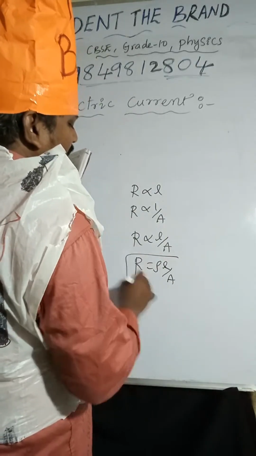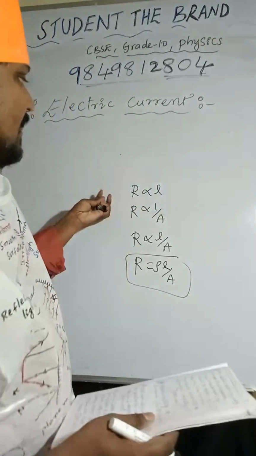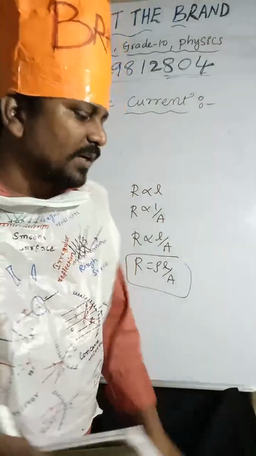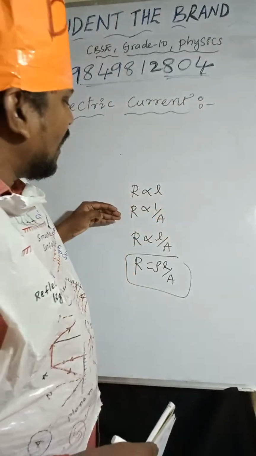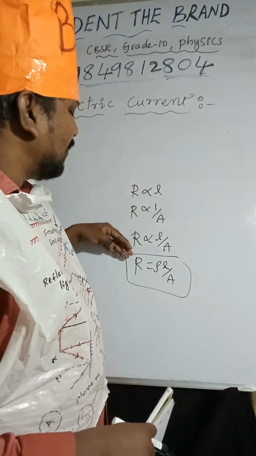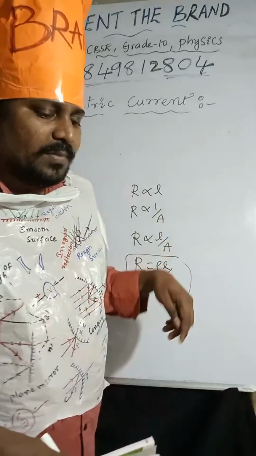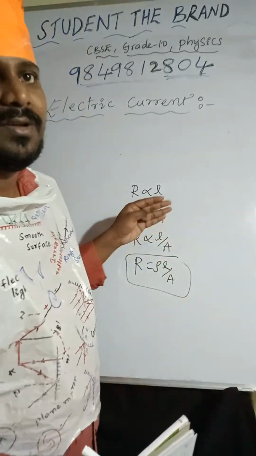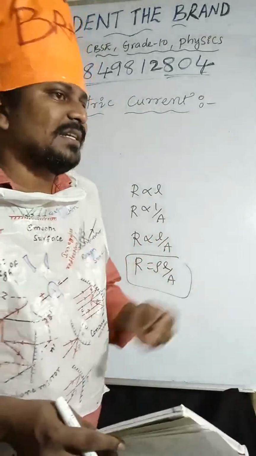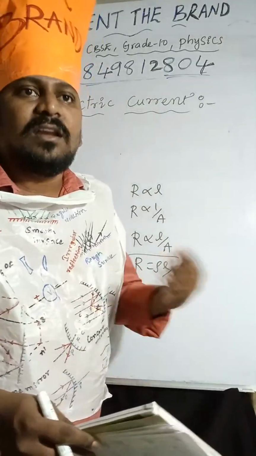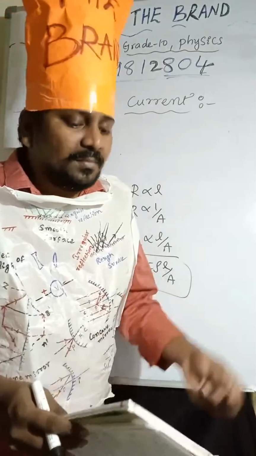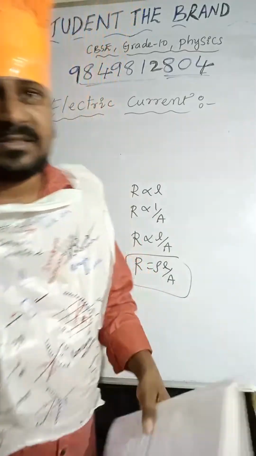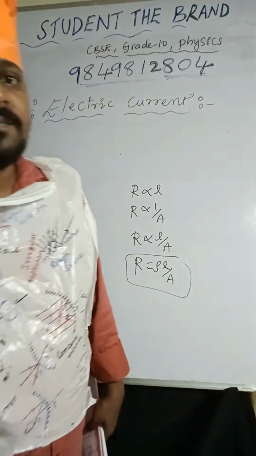So resistance is directly proportional to length of the conductor, and inversely proportional to area of the cross section. So R is directly proportional to L by A, R equal to rho into L by A. Resistance depends on length of the conductor, area of the cross section, temperature and material. These are the factors.